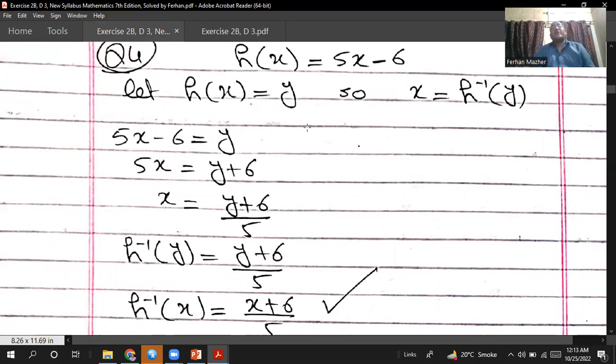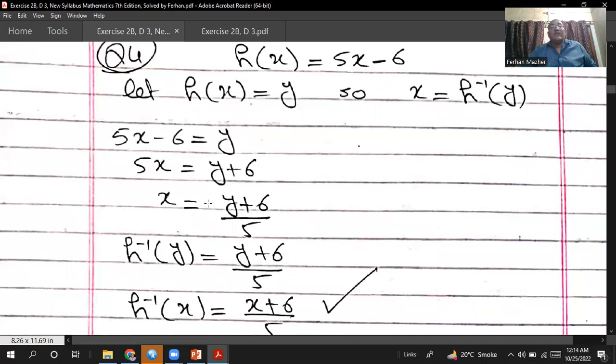So h of x will be equal to y, which means x is equal to h inverse of y. This is a sentence which we always write at the top of these questions. In the place of h of x, I will substitute this expression, and then I will make x the subject of the formula. So we will have 5x minus 6 equals y, 5x equals y plus 6. So x will be equal to (y plus 6) divided by 5.